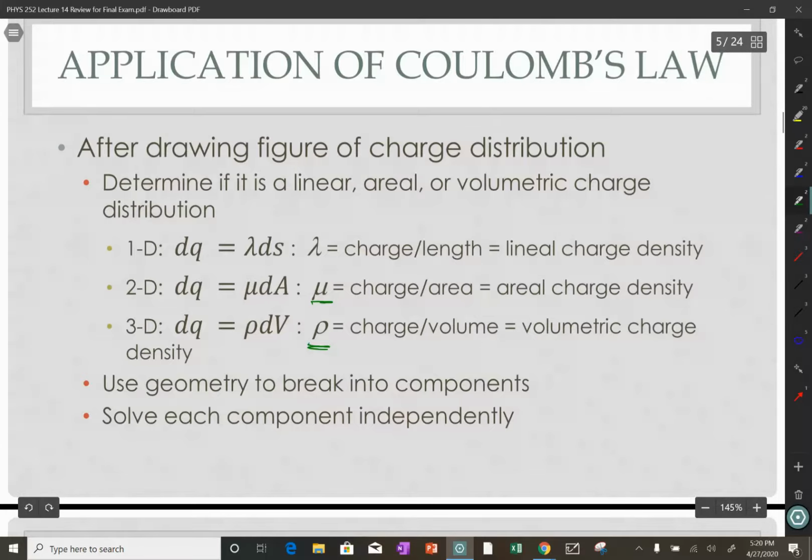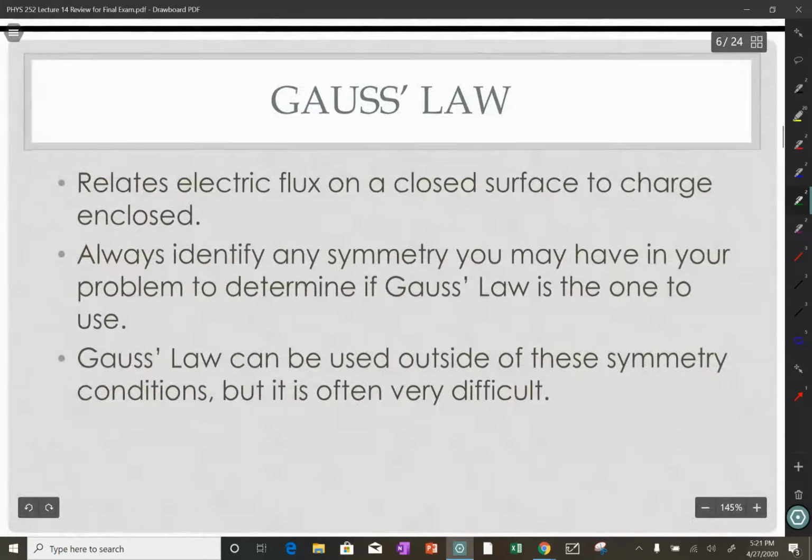Use geometry to break into components. So in our homework problems, we had linear charge distribution, and then we broke it into components. We broke into X and Z components, for instance. And then we solved each component independently. And then in the end, we just combine components like we've been doing since we started first semester.